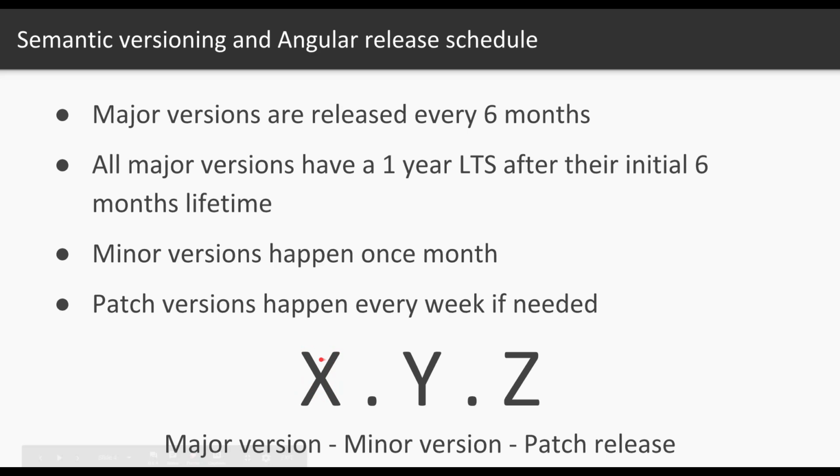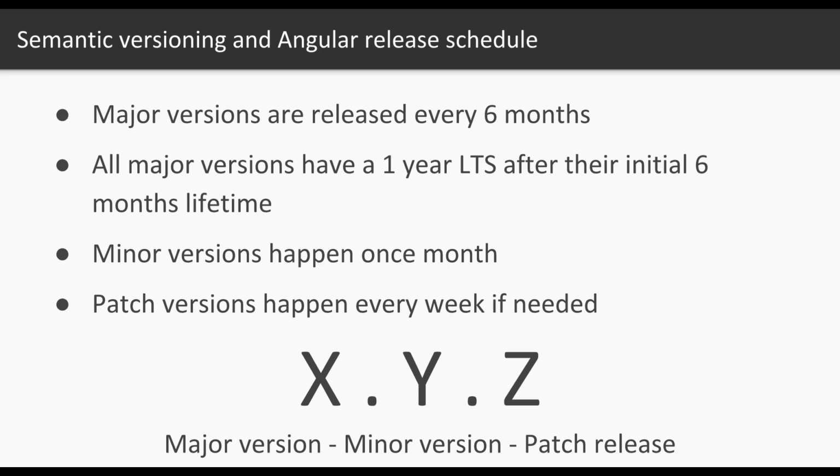And once that new version is released, for instance, in the case of Angular 7, then the major version is released and is supported for its initial 6 months lifetime. And then what the Angular team is going to do is still keep supporting it for 1 more year after this initial 6 months time frame. So overall, Angular 7 is going to have a lifespan of 1.5 years.